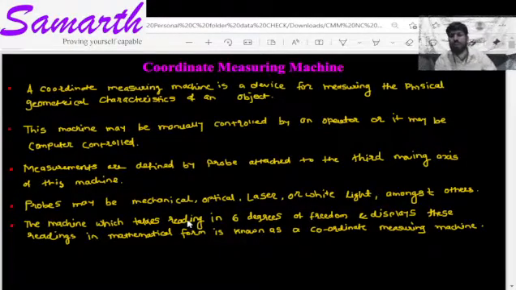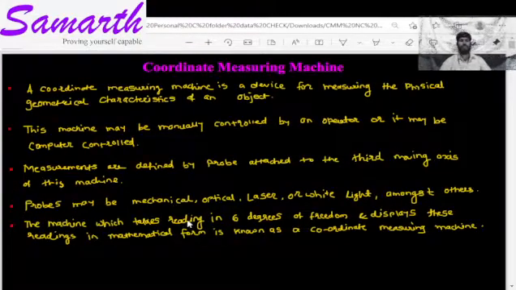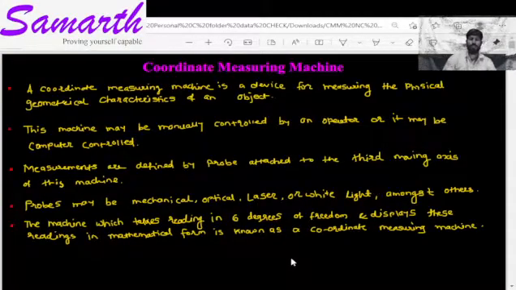Welcome friends. In today's lecture we are going to discuss coordinate measuring machine and NC system. If time permits we will also discuss the CNC system. So let us start with the coordinate measuring machine.